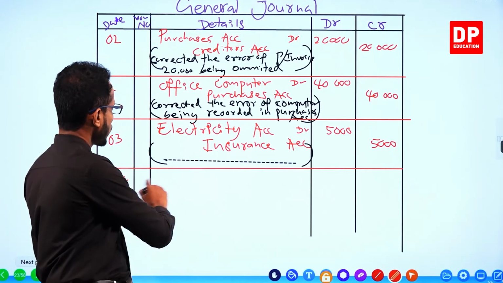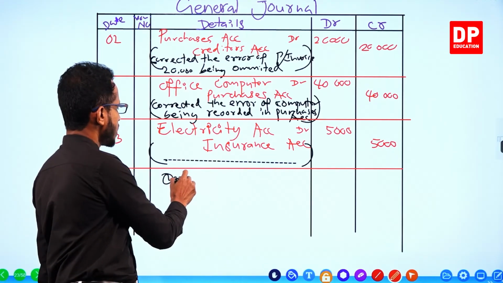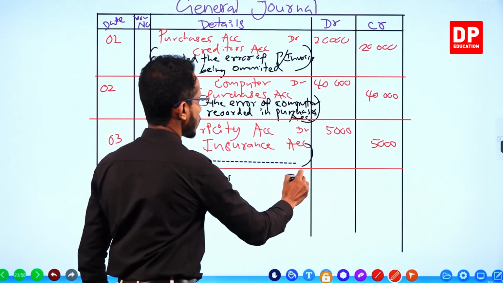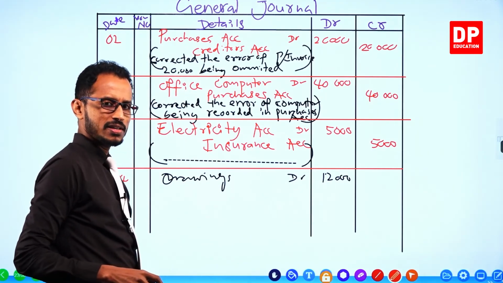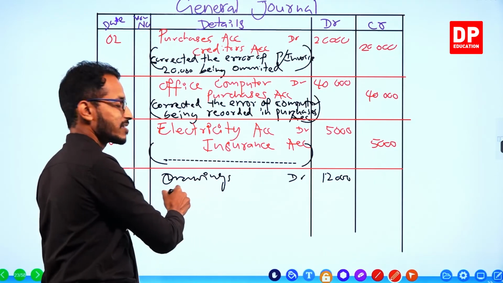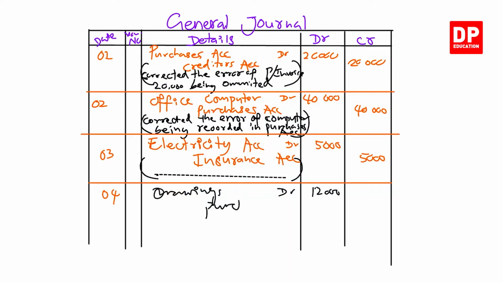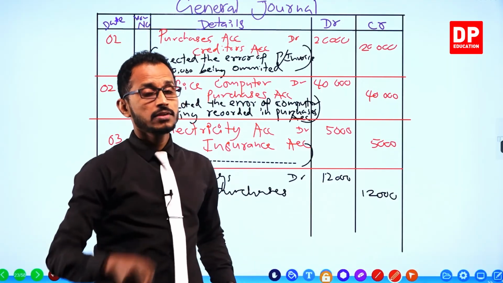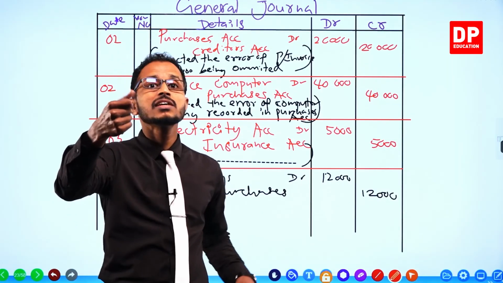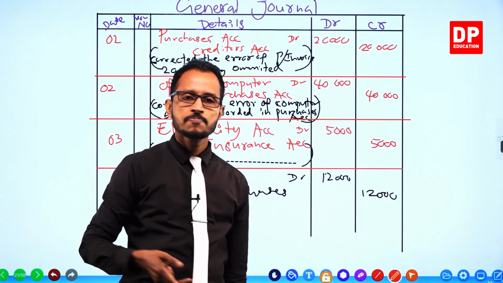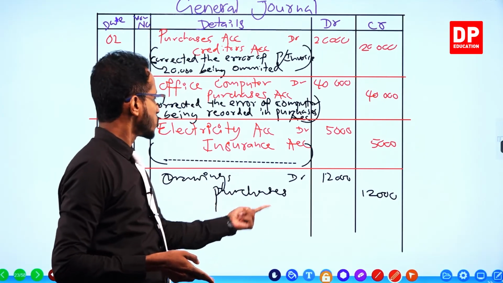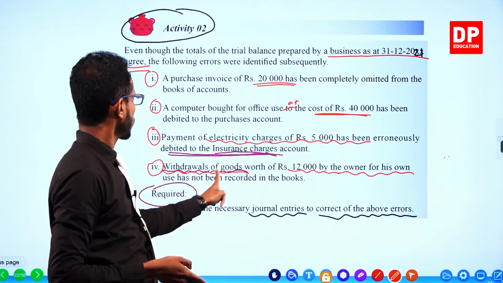Okay. So fourth one, drawings debit, 12,000. Cash, no. Somebody is saying cash again. No, purchases. It's a goods drawing, children. So purchases, credit 12,000. If it is a cash drawing, or if owner took cash out of the business, then cash should be credit. Here it's a goods drawing.